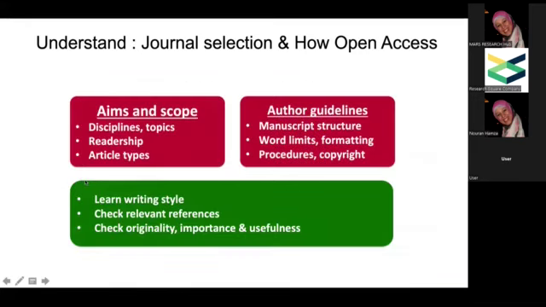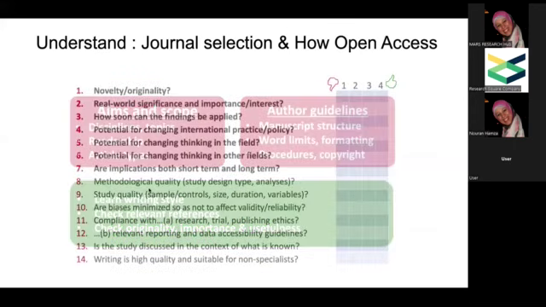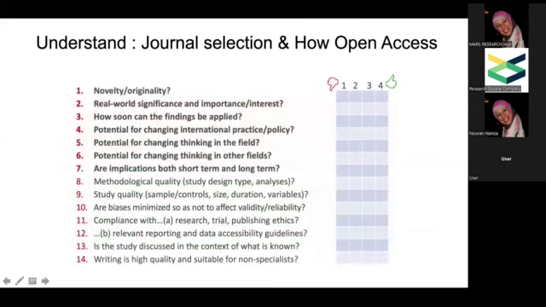So when selecting a journal, thinking about, am I going to send my next paper to an open access journal? What are the aims and scopes? Have you checked the author guidelines? Do you have a clear handle on the writing style, the relevant references? And is your work original, important, and is your work useful? Here's a checklist. Maybe you've seen it before, maybe you've not seen it before, maybe you'd like to take a screenshot.